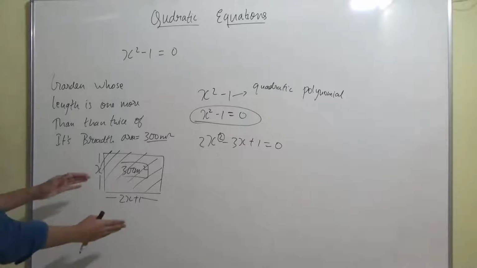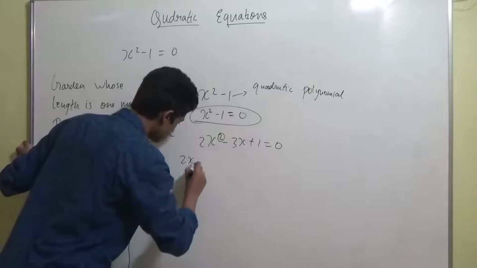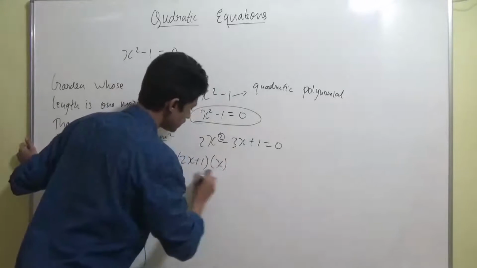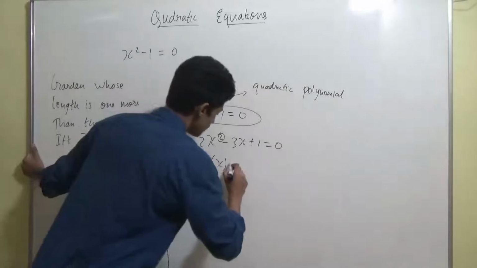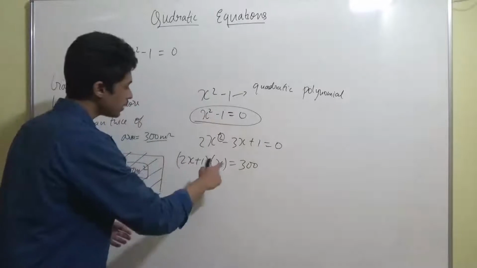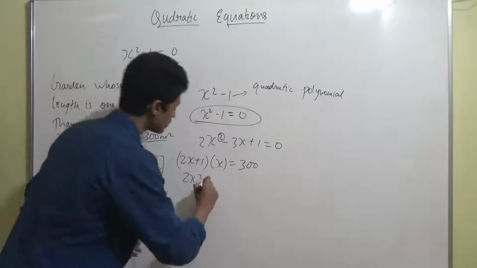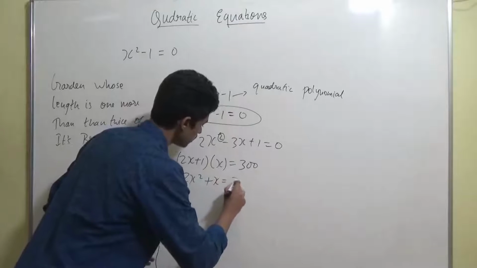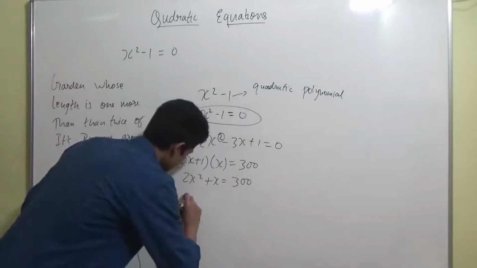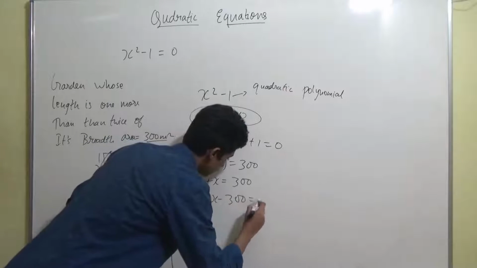Correct? So let's multiply the length and the breadth and equate it to the area. That time it will become 2x plus 1, this is the length into breadth, equal to 300. Now if we expand this, 2x into x becomes 2x square, and 1 into x becomes plus x, equal to 300. Now if I bring the 300 to the left-hand side, it becomes 2x square plus x minus 300 equal to 0.